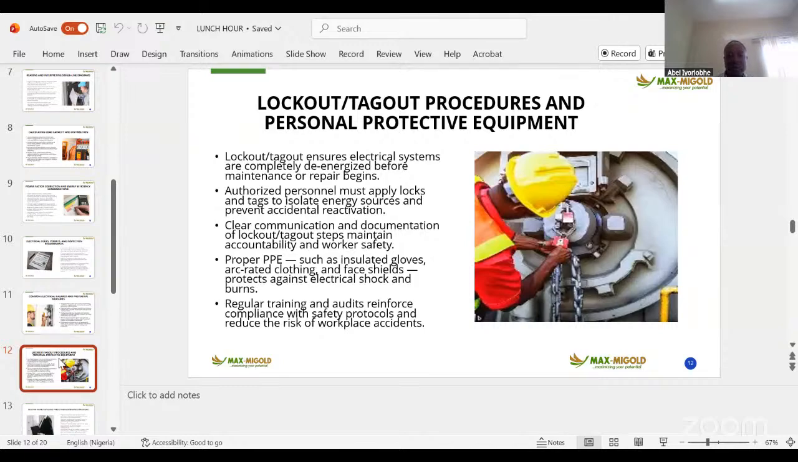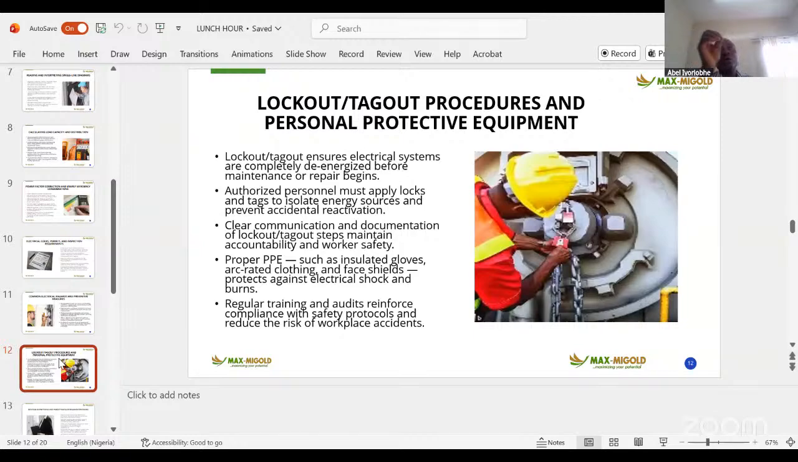So lock it, this thing is locked. When you finish, you tag out, this project has been completed. Authorized personnel must apply lock and tag to isolate energy resources and prevent accidental reactivation. When a trained person says that this place is locked, it is locked, and he will not go in.